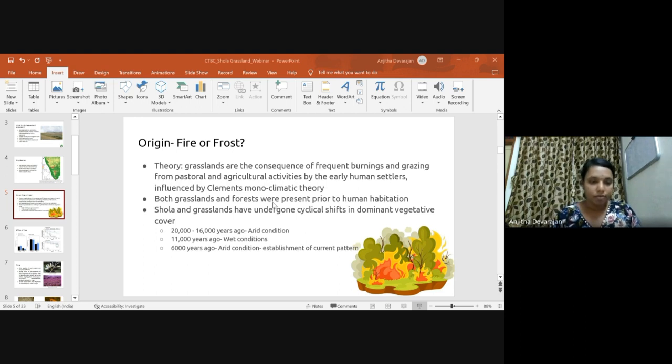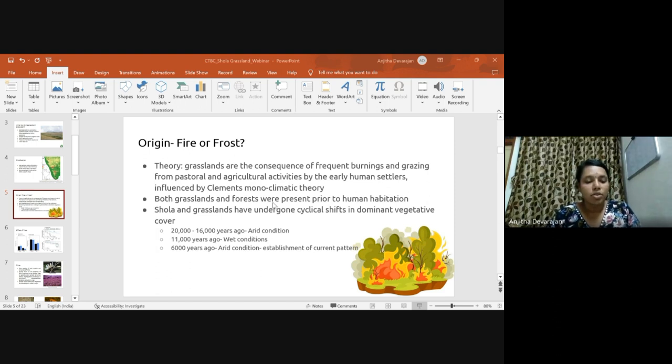And this was a theory which is based on edaphic conditions. But later on, it was found that it is not the soil conditions alone either. Because when we look into the history of this landscape, we can find that there have been some cyclical shifts in the dominant vegetation cover over the past centuries, maybe a lot of years.